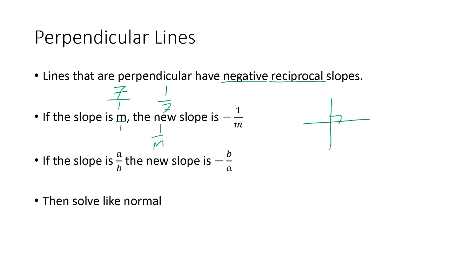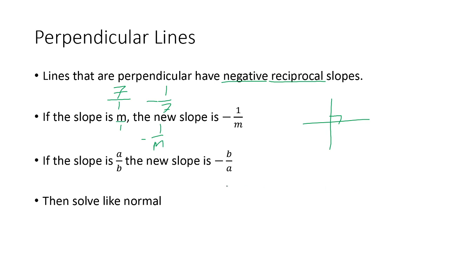But it's not just the reciprocal. That's the reciprocal right there. It's the negative reciprocal, and so then we're going to slap a negative sign on it. Same thing with regular fractions. If we have a over b as our slope, the slope of our new line is going to be negative b over a. Then once you have the slope, you just go through like normal and plug and chug.